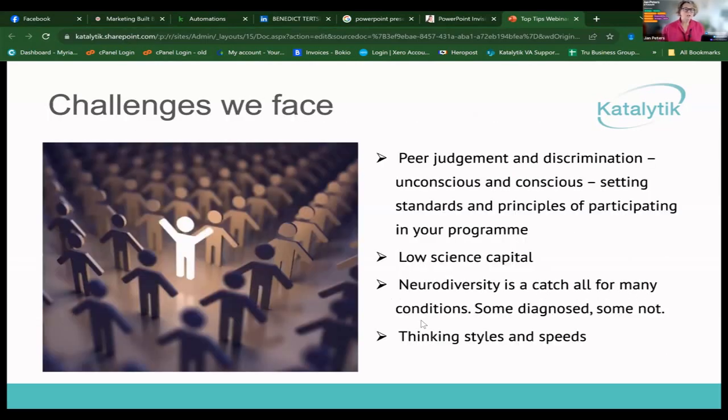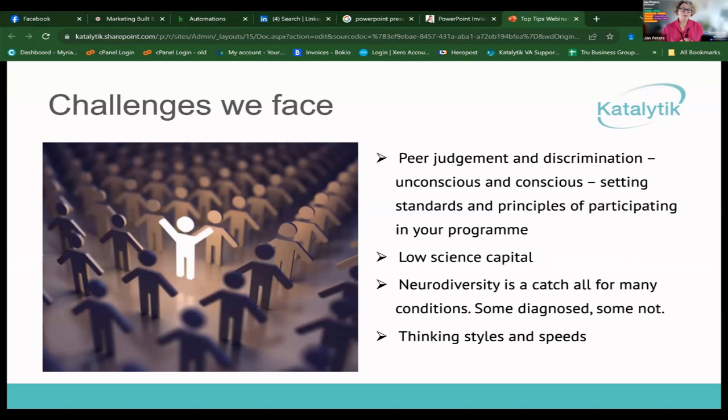So the challenges that we are facing in the teaching environment are about peer judgment and discrimination, about how we are able to set the standards of behaviours between students, our expectations of them.